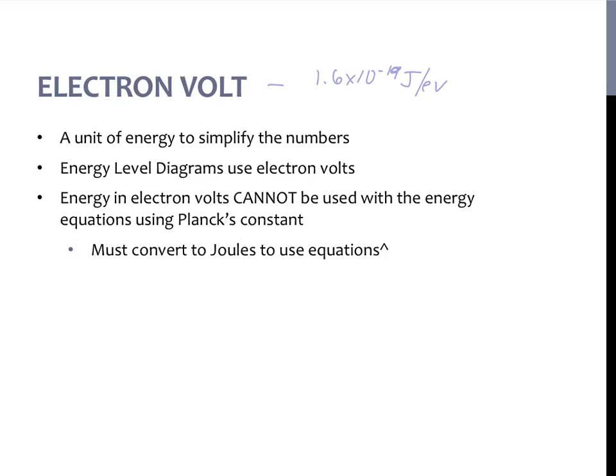Okay, the energy in electron volts cannot be used with the energy equations using Planck's constant. So the ones I showed you on the previous slide, E equals hf, E equals hc over lambda, those have to be converted to joules to use those equations. If you have electron volts, you have to convert it to joules. And how do we do that?